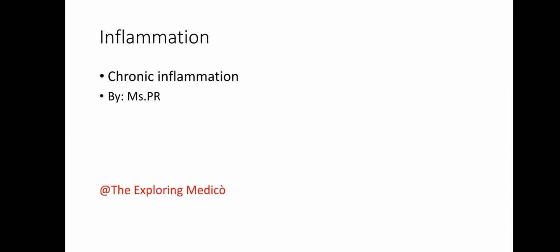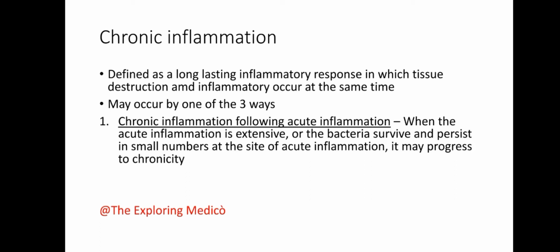Last class we discussed acute inflammation. Today we will discuss chronic inflammation. Chronic inflammation is defined as a long-lasting inflammatory response in which tissue destruction and inflammation occur at the same time. It may occur in one of three ways.